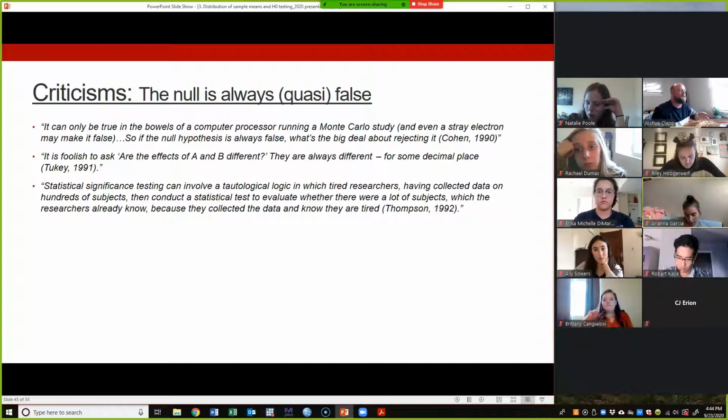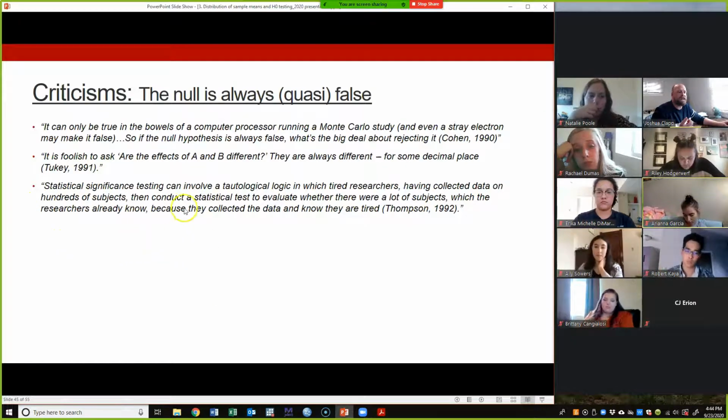But our whole system is based on determining, is there a non-zero difference? Well, there's always a non-zero difference. From a theoretical standpoint, it's never going to be identical. So why do we care? I like this Thompson quote.